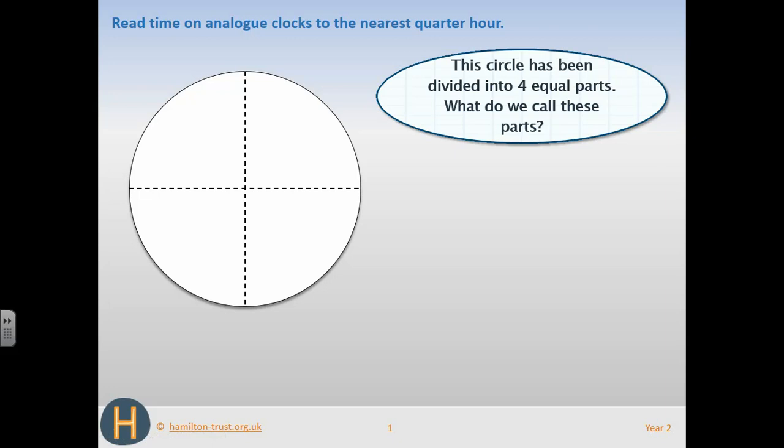So what do we call those four equal parts? They're called quarters. Linking back to our learning on fractions, we've got our quarters here, and that's why we would use the terms quarter past and quarter to. Or if we were to split it into two, straight down the middle, that would be half past. So that's why we use those. Just a bit of a refresh.